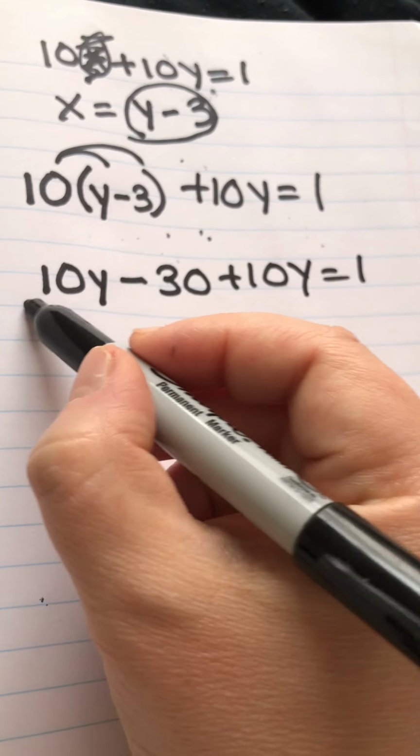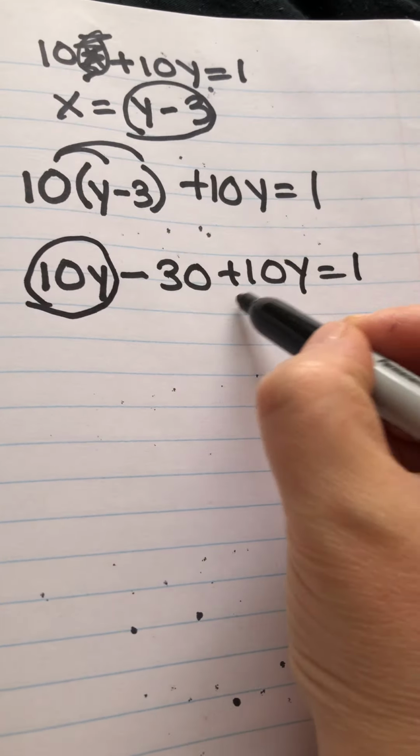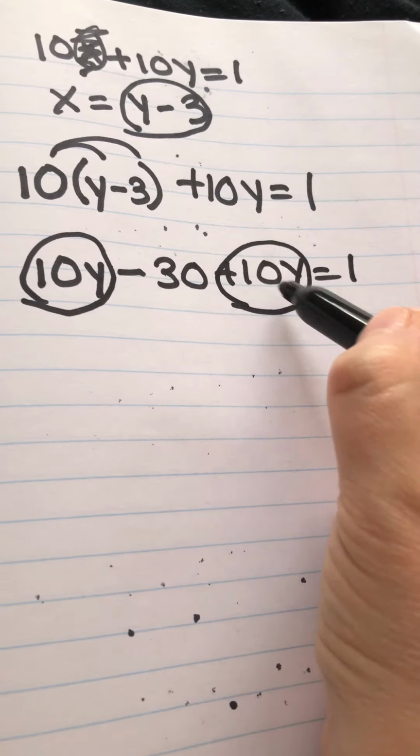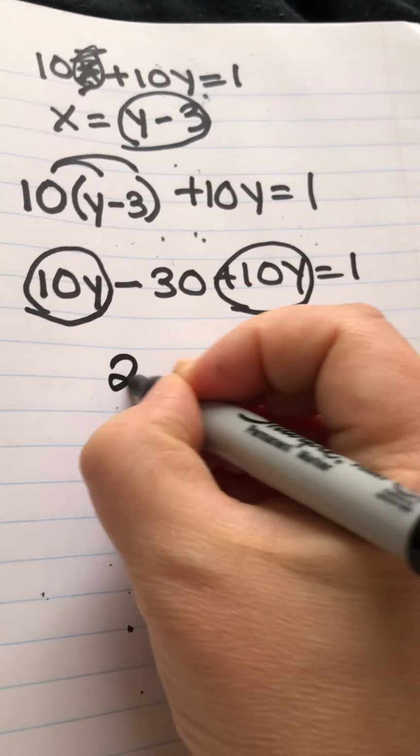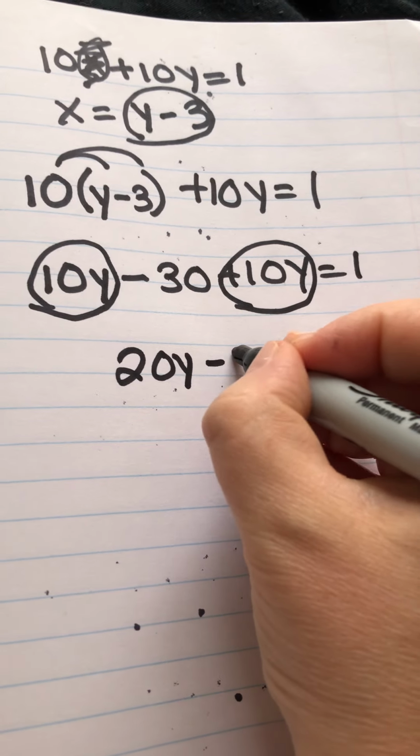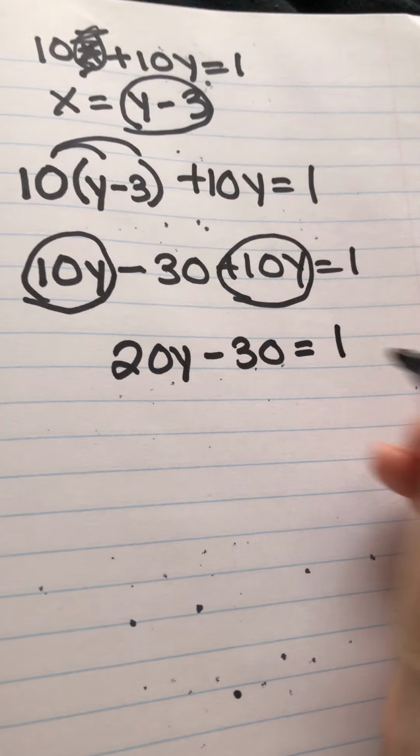Now I'm going to combine my like terms. I have a y here and a y here. Two positive 10y's combined is going to give me a 20y. Then I'm going to drop down my minus 30 equals 1.